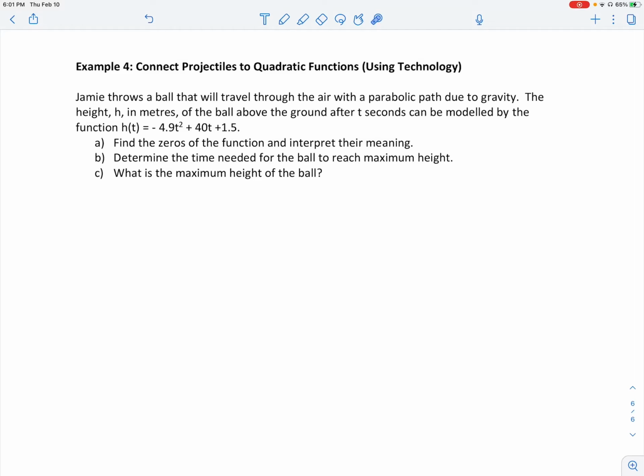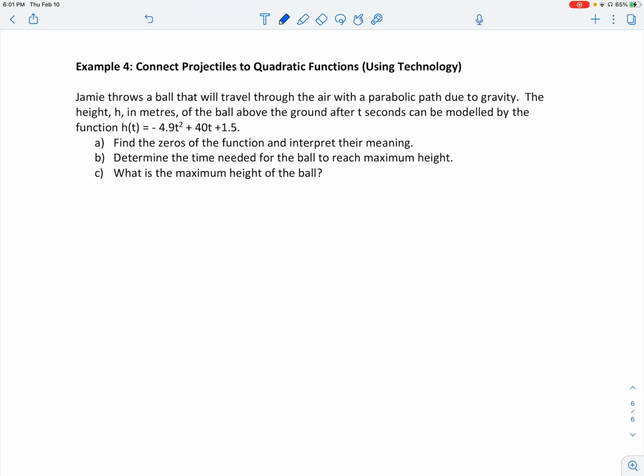Hi, welcome back to our last example in 1.3, a maximum or minimum of a quadratic function. In this example, we will be connecting projectiles to quadratic functions, and we will solve for the missing information using technology.